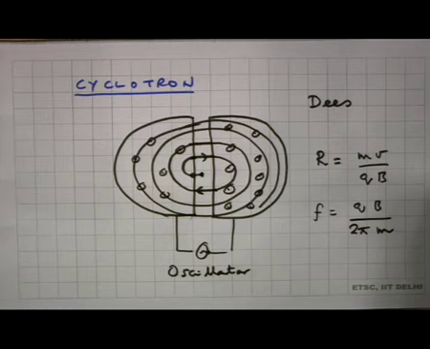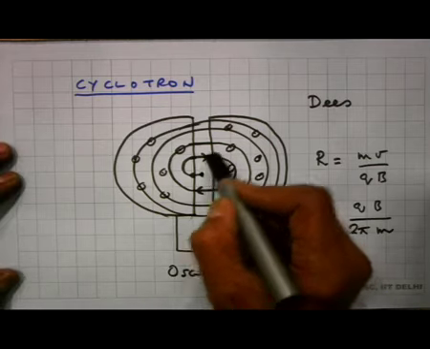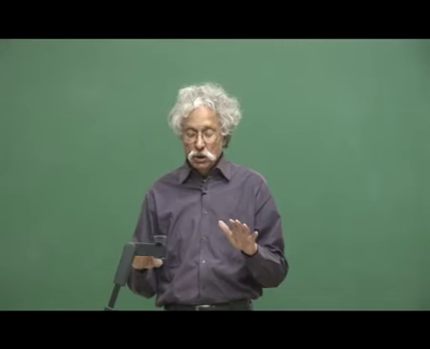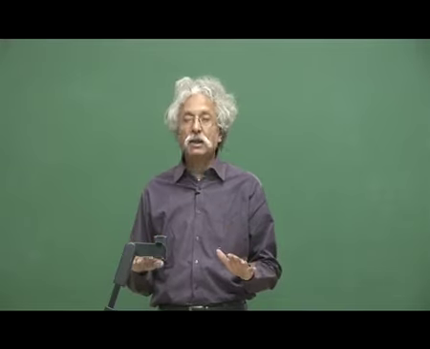So now I must ensure that whenever the particle appears here in between them, the electrodes have the right potential difference, so that the particle gets accelerated rather than getting decelerated.